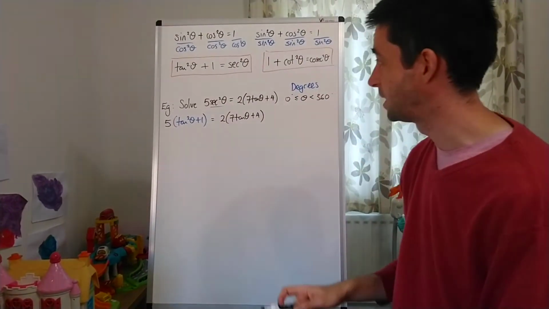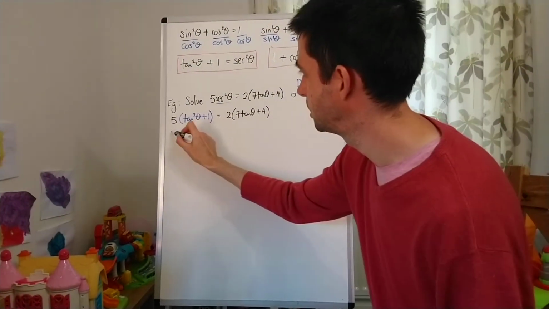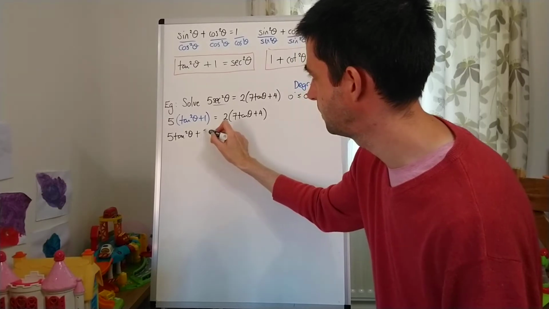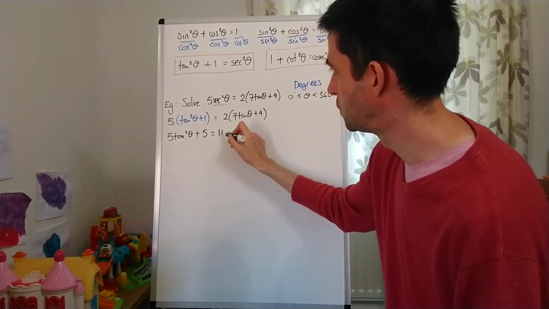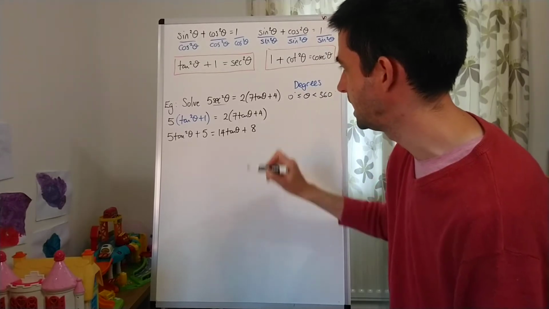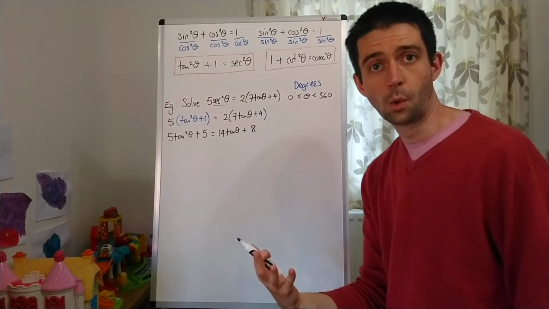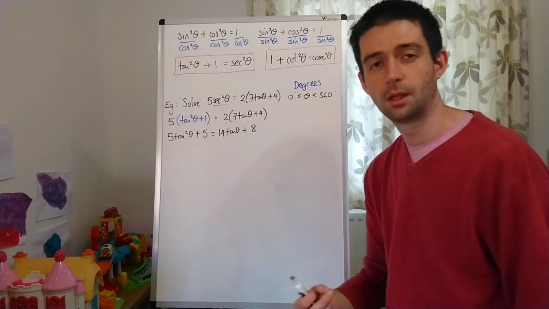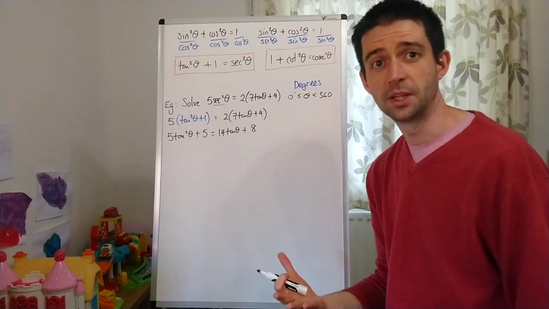So I'm now going to expand out the brackets on each side of the equation, which gives me 5 tan squared theta plus 5 is equal to 14 tan theta plus 8. What type of equation is that? It's a quadratic. What do quadratics have to equal before we can solve them?